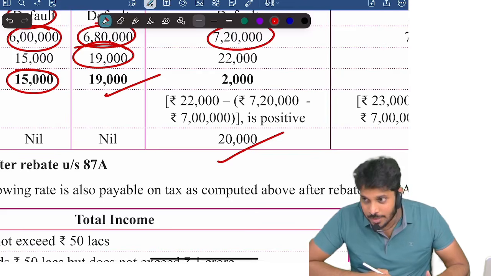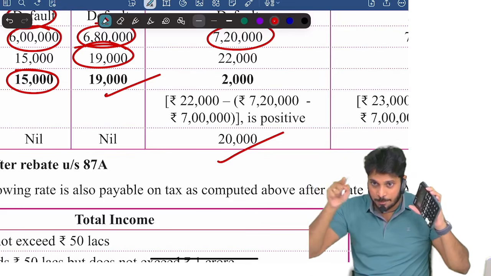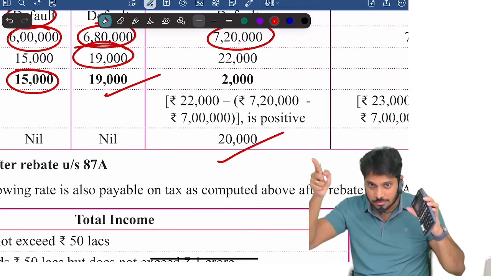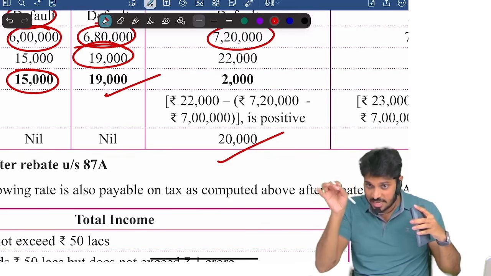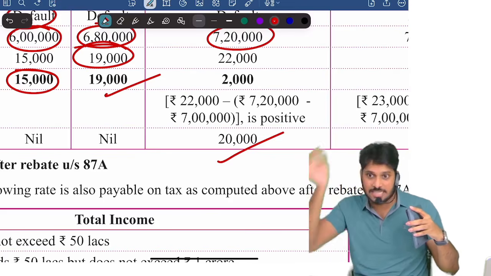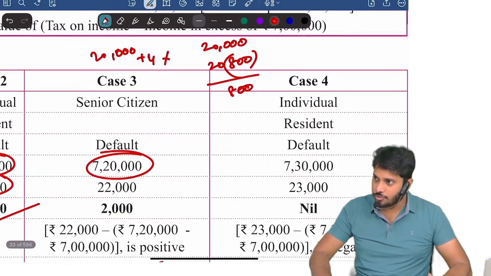Remember, A, total income minus 7 lakhs. B, tax on total income. C, now last step. If B is more than A, then relief is equal to, rebate is equal to B minus A. That's it. Next, case number 4.